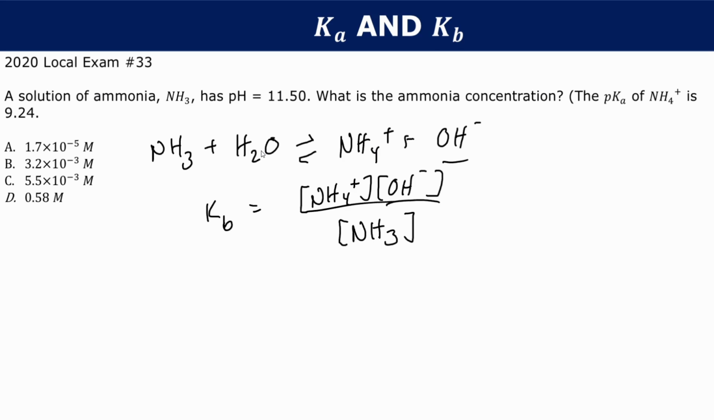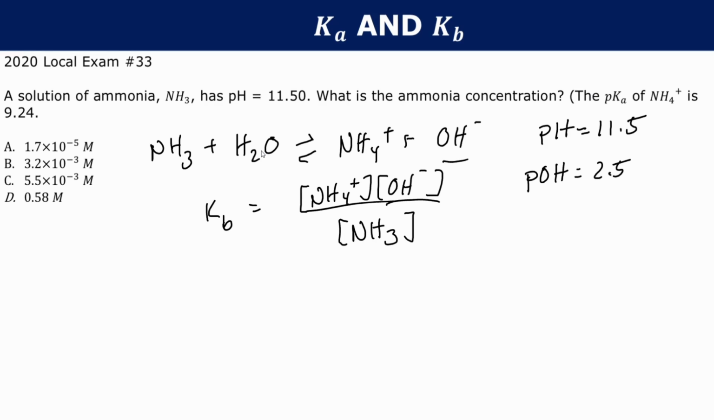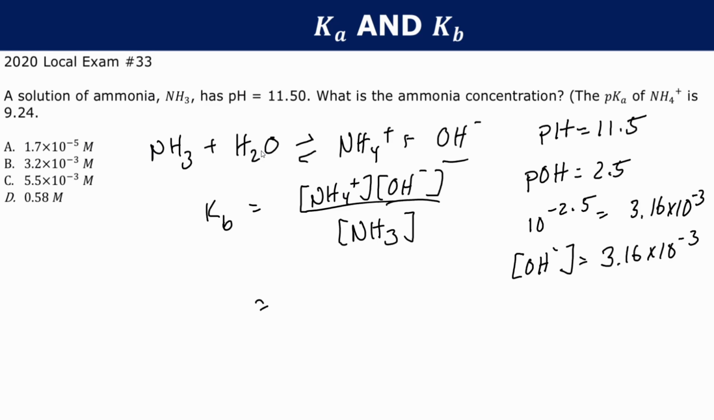And we can actually do a couple things here. First of all, we know that our pH is going to be 11.5. And so our pOH is going to be 2.5. And using pOH, we can reverse engineer the concentration of OH. So if you want to turn pOH to the concentration of OH, you just take 10 to the negative pOH. So 10 to the negative 2.5. That's going to be about 3.16 times 10 to the minus third. And this value right here is going to be our concentration of OH. And we can plug that into our Kb value here.